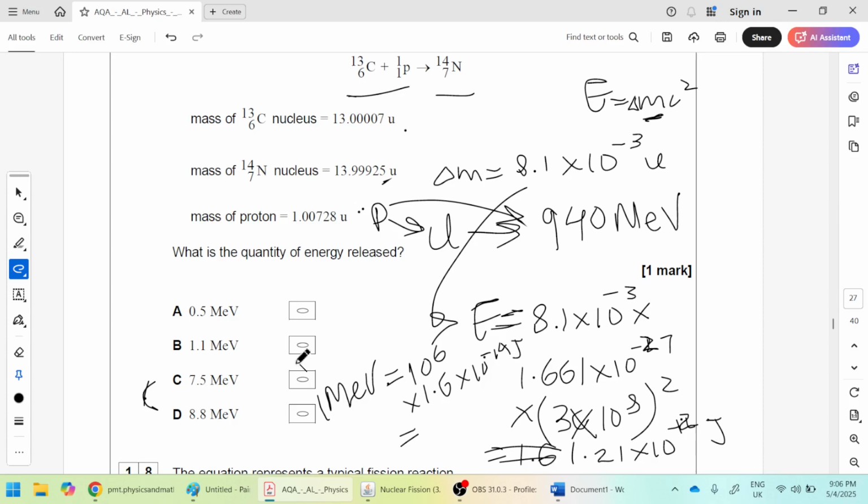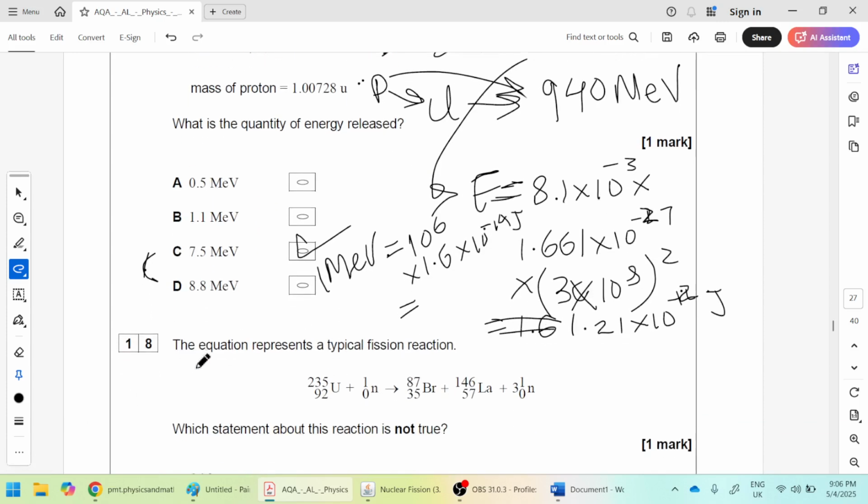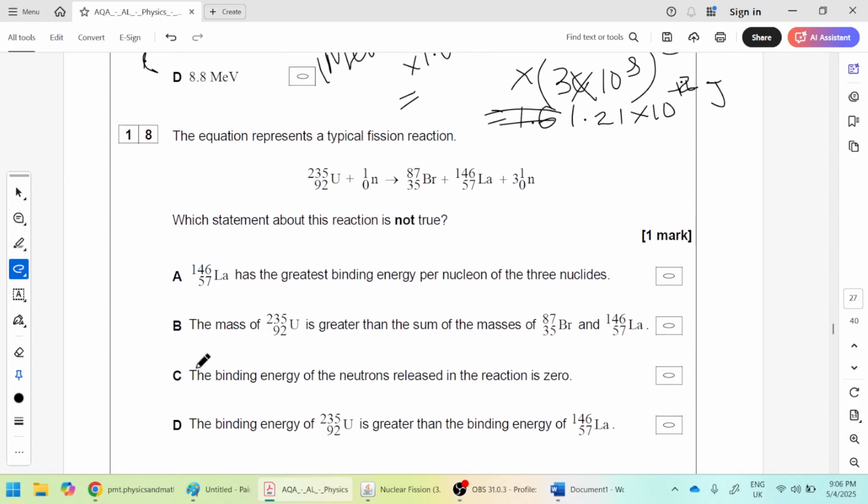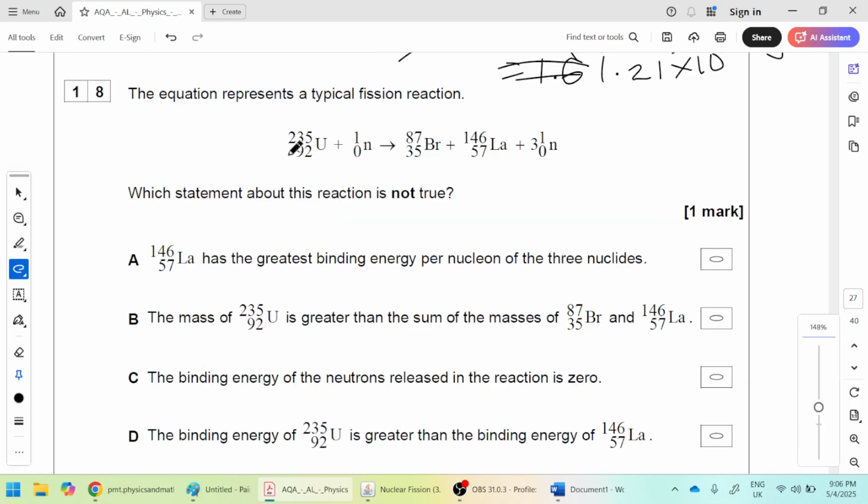7.56. Okay, so this was the answer. Cool. Moving on. The equation represents a typical nuclear fission reaction. Which statement is not true? Let's figure out what's happening.